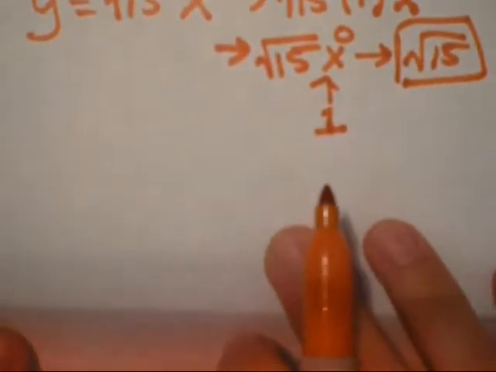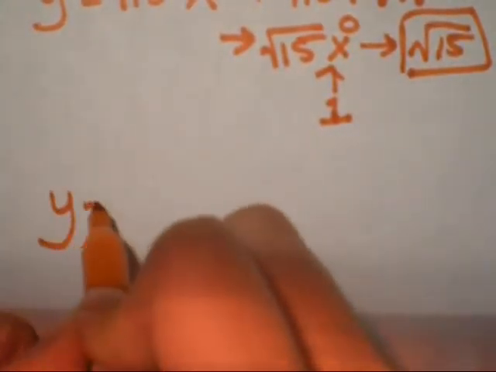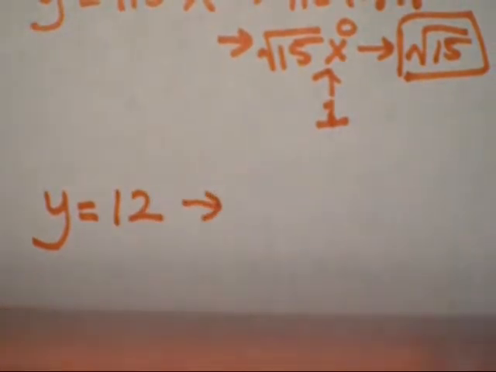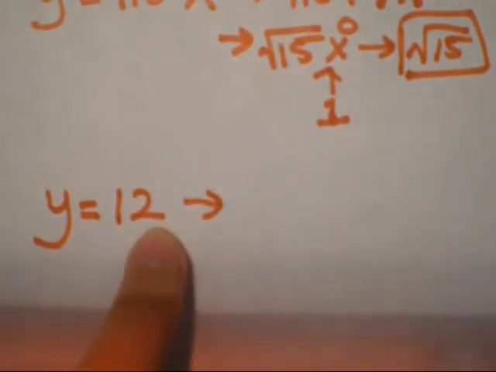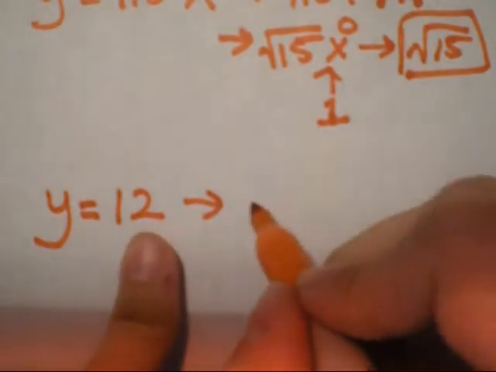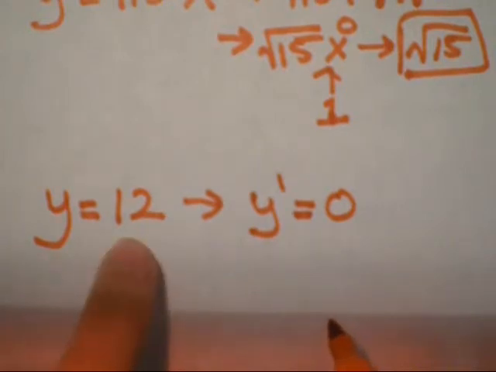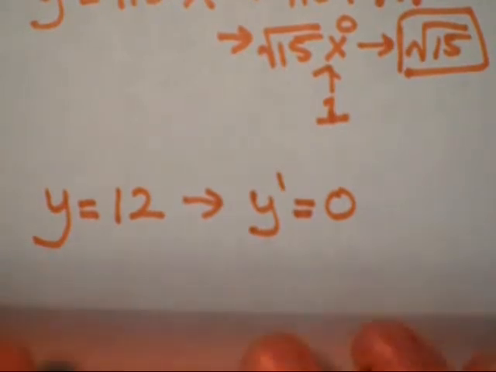And let's look at one final example. y equals 12. And if you use the right rules, because we have no x variable, we have nothing to really differentiate, our derivative would just be 0. Because the derivative of a constant is just 0.